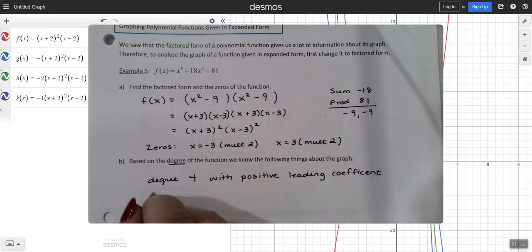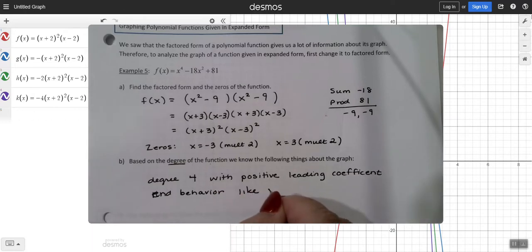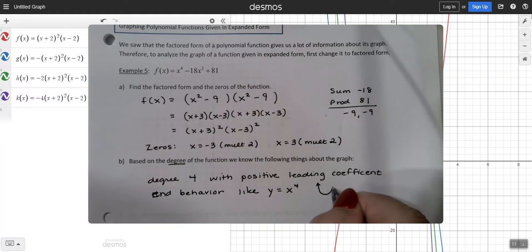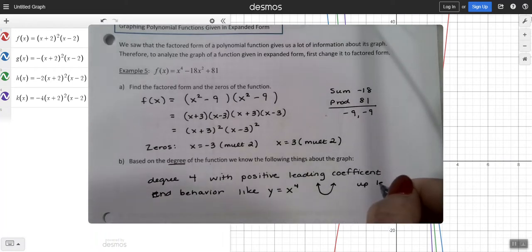So that means it's going to have end behavior. Like y equals x to the 4th, it's up to the left and up to the right, because it had a positive leading coefficient, no negative multiplier, it hasn't been turned upside down. So I'm going to stick with up to the left and up to the right.